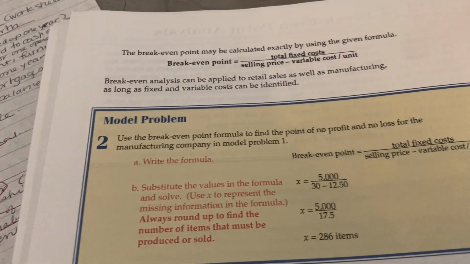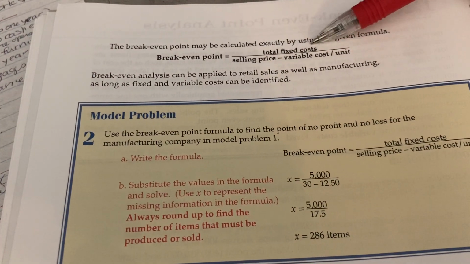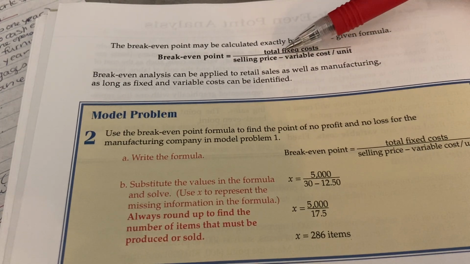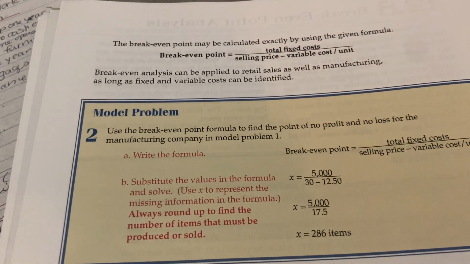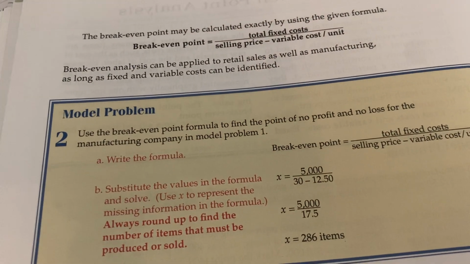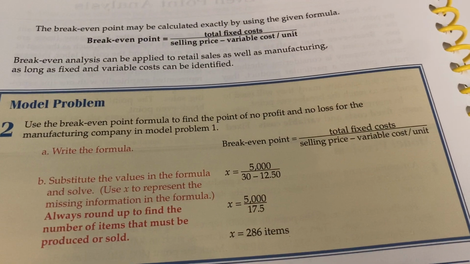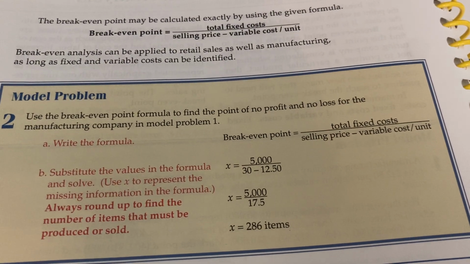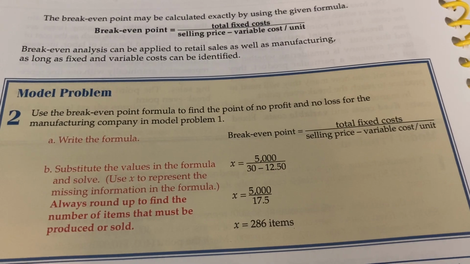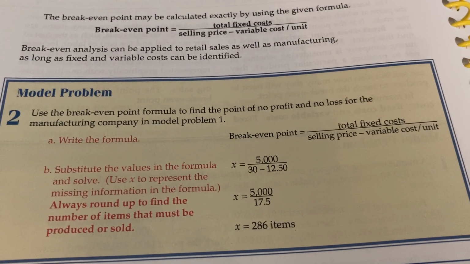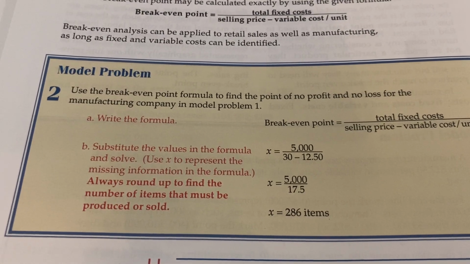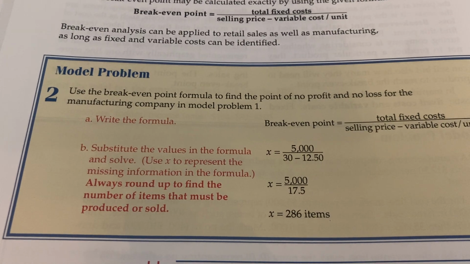So the break-even point is going to be the total fixed costs divided by the selling price minus the variable cost. That means how much does the cost vary when you sell it, that variable cost. The break-even analysis can be applied in retail sales. Use the break-even point formula to find the point of no profit and no loss. No profit and no loss means you haven't lost anything and you haven't gained anything, and that's your break-even point.